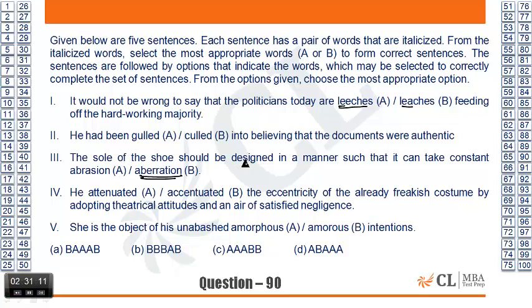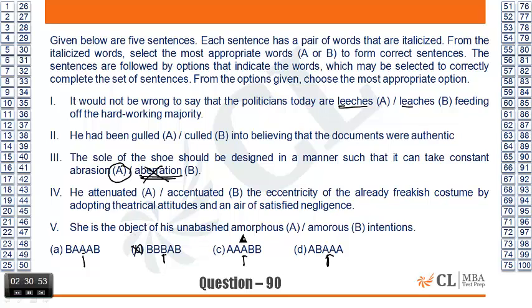The sole of a shoe should be designed in a manner such that it can take constant. It can't be this aberration, no? It has to be this aberration A. So third is A. Third is A. So this goes. Oh God. Now it's going to be a problem.